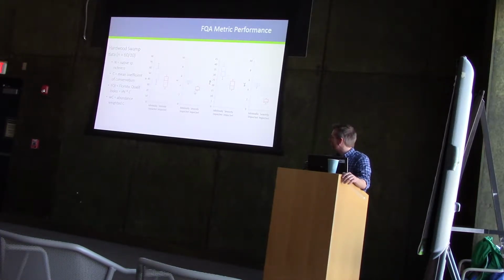Native species richness. How about just the mean C? Are we getting some separation? We're starting to get some separation, so that means it's a better indicator, right? More powerful indicator. Well, FQI is just the product of mean C times the square root of native species richness.